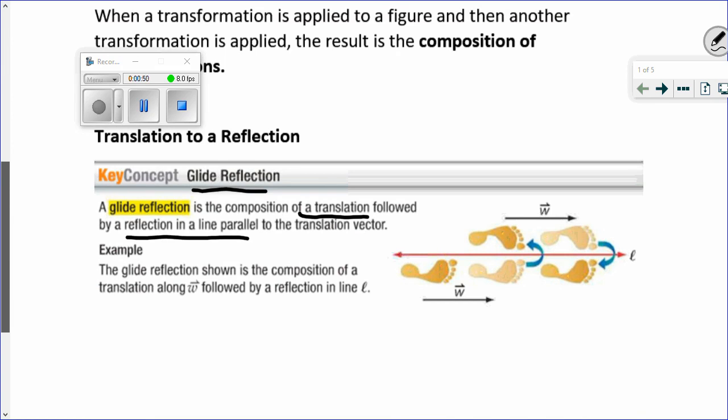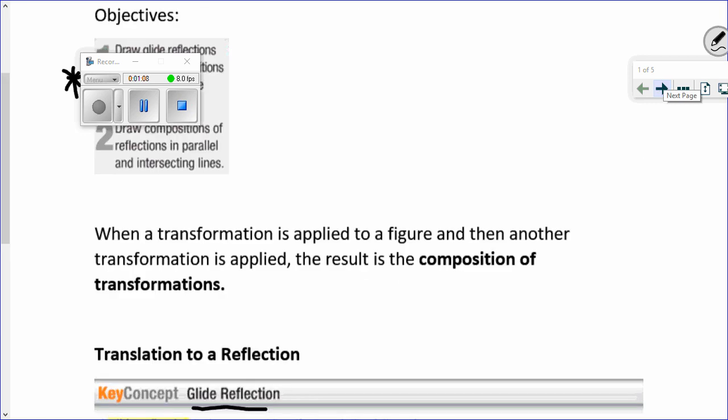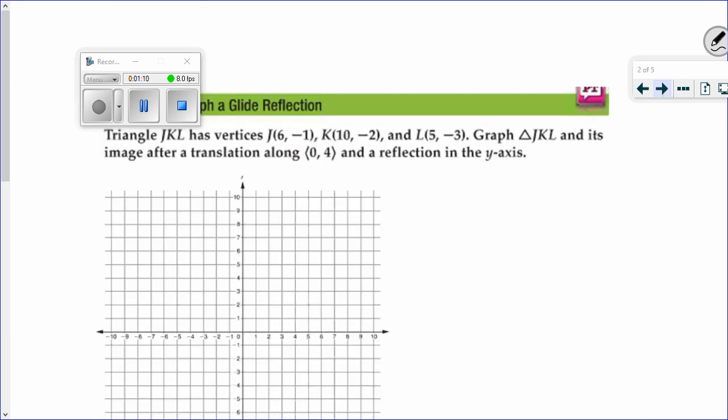A really good example of this is footprints left in the sand. Those use a glide reflection. You translate the footprint along the vector, and then you reflect it over a line, and there's where your next footprint would be. So we're going to be working on these in the coordinate plane. We're going to work on a glide reflection in the coordinate plane.